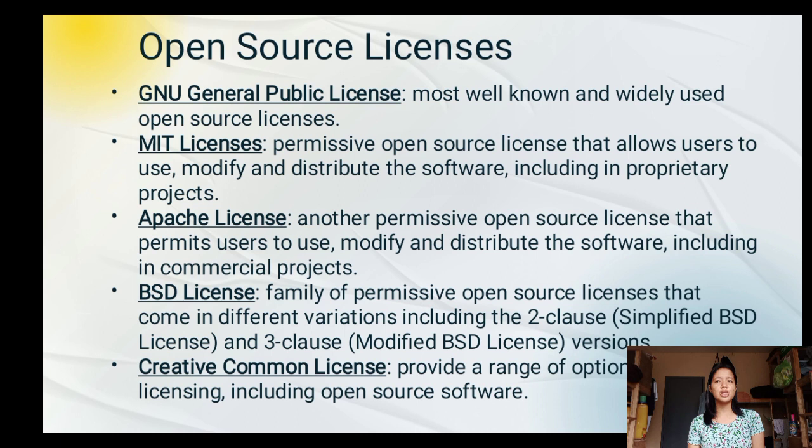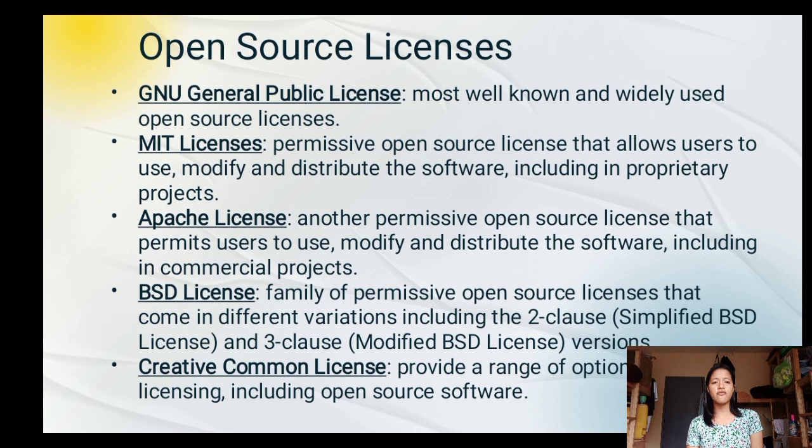Another open source license is the Apache license. Apache license is another permissive open source license that permits users to use, modify, and distribute the software, including in commercial projects. It requires attribution of the original copyright notice and disclaimers, and any modification made to the software must be clearly indicated.